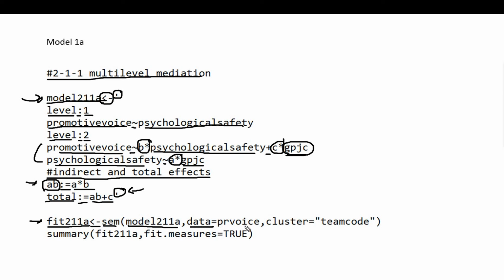We've got the data argument followed by the name of the data frame, which is called PR voice, comma, and then we've got cluster equals, and inside quotation marks, we have the name of the variable as it appears in the data frame that contains our cluster information, our cluster codes. That variable happens to be team code. On the next line, you can see I'm using the summary function in order to take a look at the output. So we've got fit 211A, comma, and if I want fit indices for the analysis, I can type in fit.measures, set that equal to TRUE.